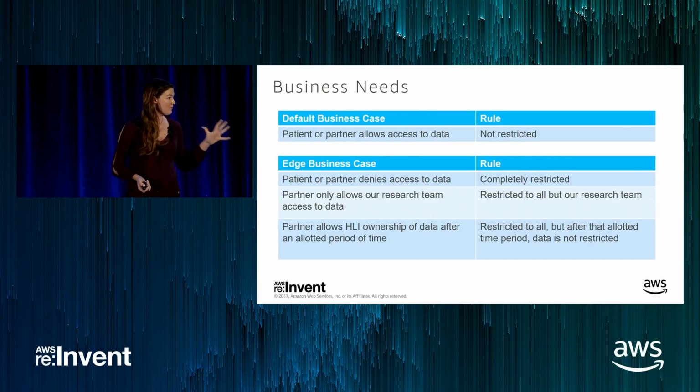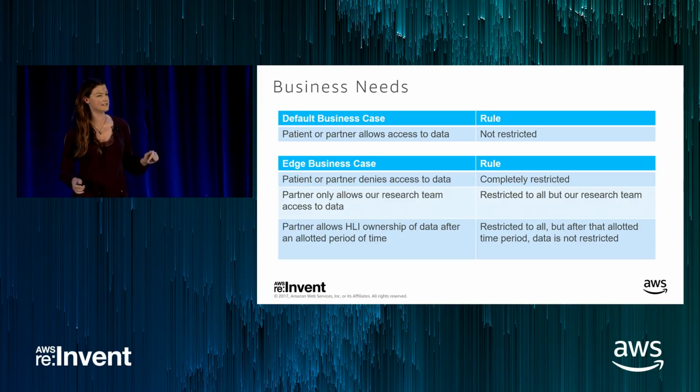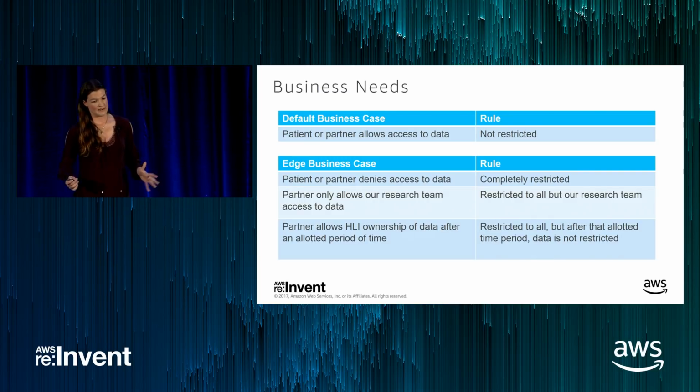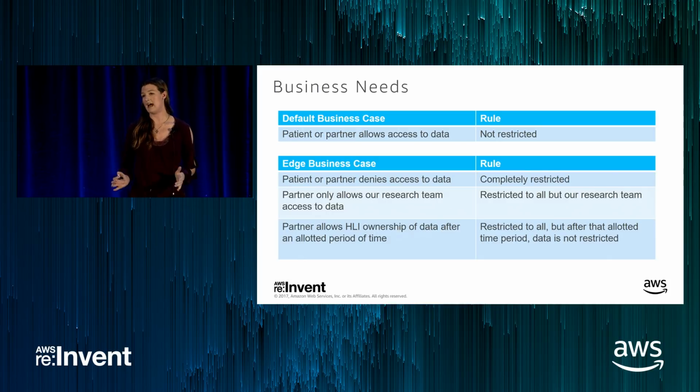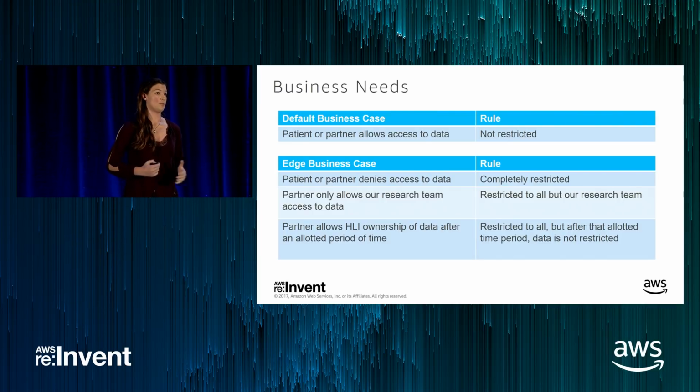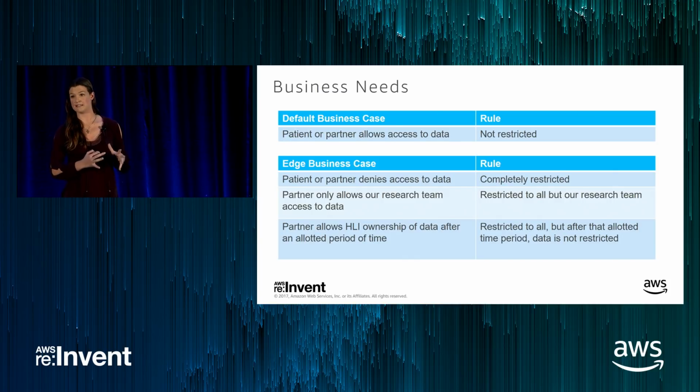So we have 4 main business needs when it comes to securing our data. The default case is the patient or partner allows us access to the data, so there are no restrictions on that data. Now, the 3 edge cases are a patient or partner will deny complete access to that data, so no one ever should have access to that data. The second one is a patient or partner only allows our specific research team to have access to that data, which means no one else can have access but that select group.